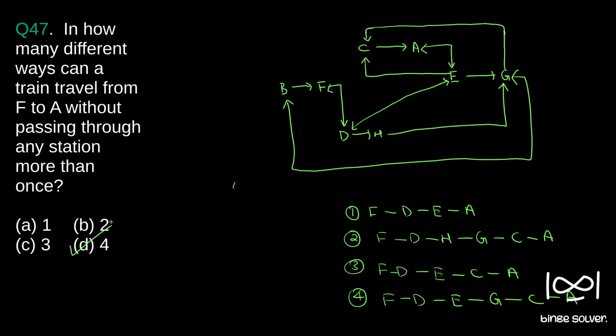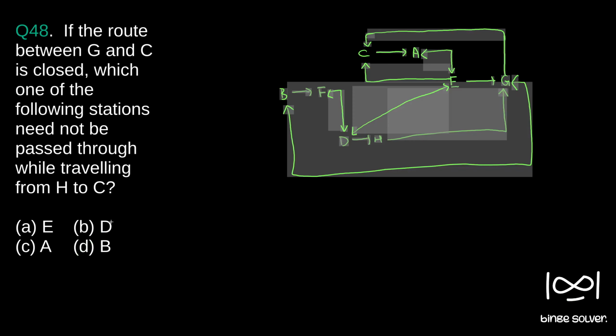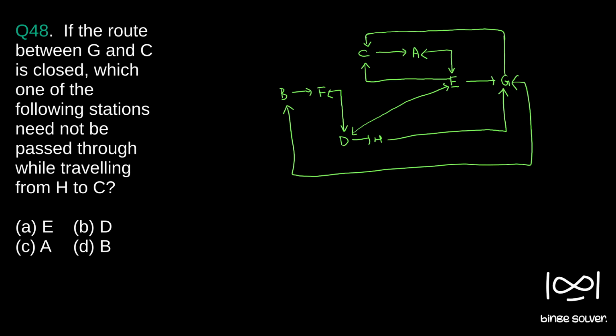So we'll move on to the next question. Question 48. If the route between G and C is closed, which one of the following stations need not be passed through while traveling from H to C? So G to C is closed, and we have to travel from H to C.